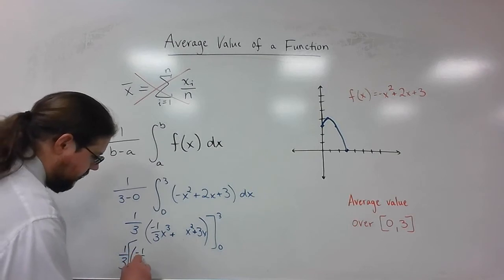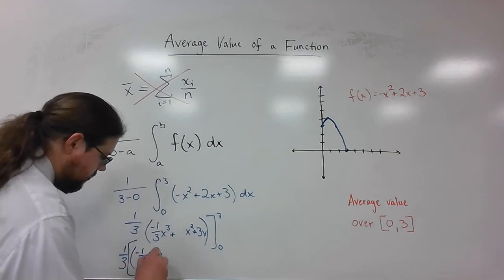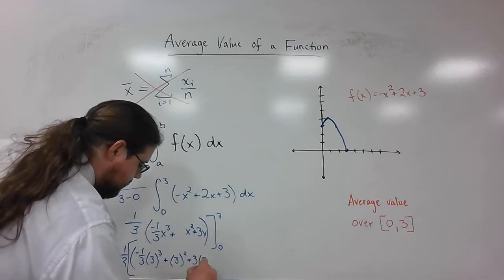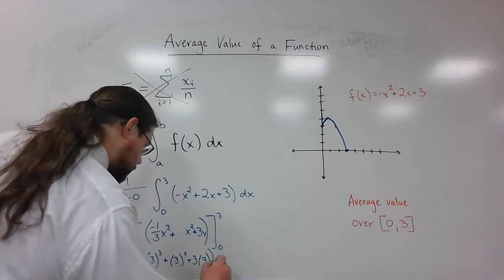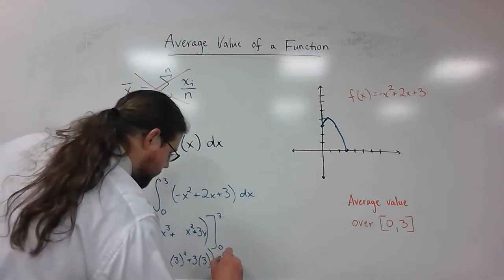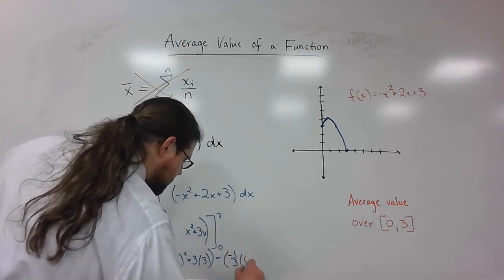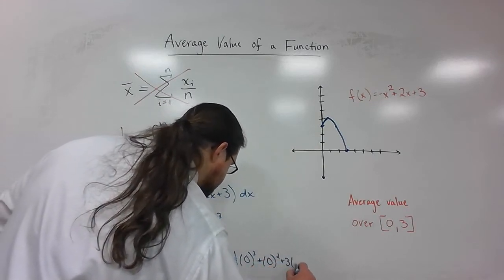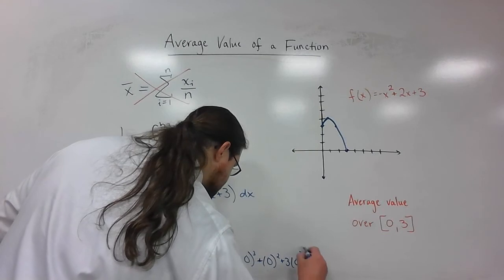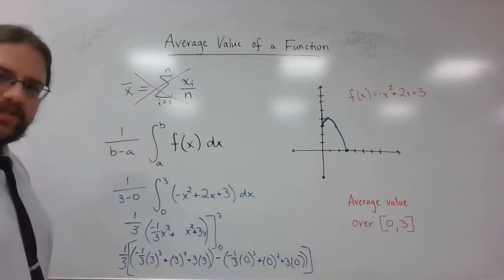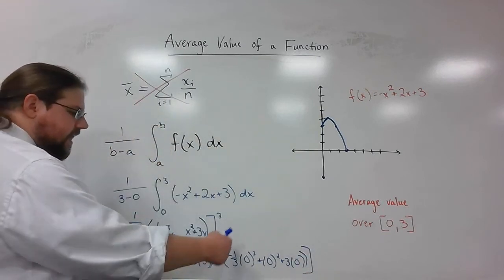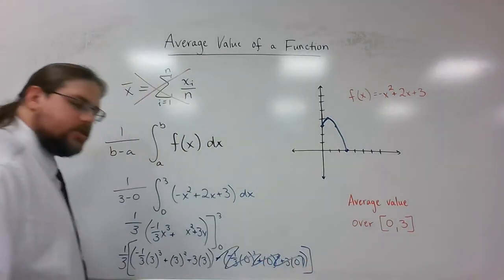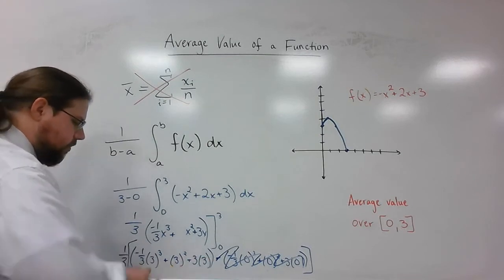That's going to be negative 1/3 times 3 cubed plus 3 squared plus 3 times 3. And then we're going to subtract all of that stuff when we plug in 0. So negative 1/3 times 0 cubed plus 0 squared plus 3 times 0. And that should finish it off. Hopefully you guys are starting to figure out that, especially if you're evaluating a definite integral at 0, all of this stuff is just going to disappear. It's just going to go to 0. So really, I'm just going to work on the rest of this stuff.